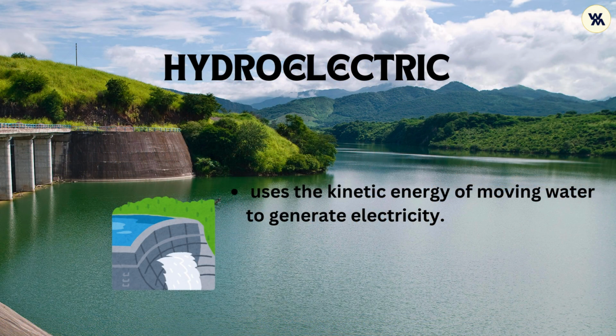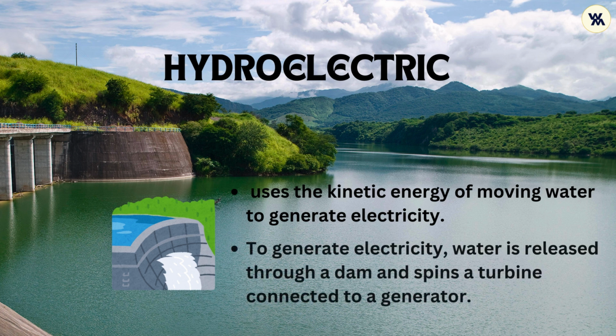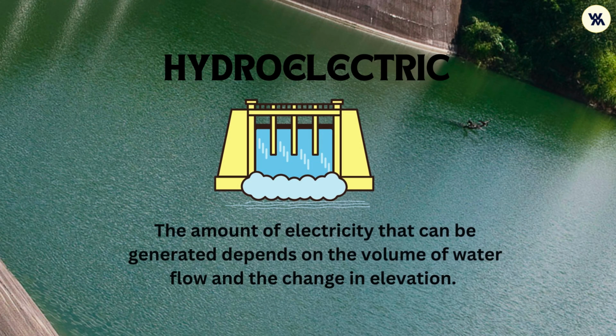Now we can see about hydroelectric energy. This uses the kinetic energy of moving water to generate electricity. To generate electricity, water is released through a dam and this spins a turbine which is connected to a generator. The amount of electricity that can be generated depends on the volume of water flow and the change in elevation inside the dam.